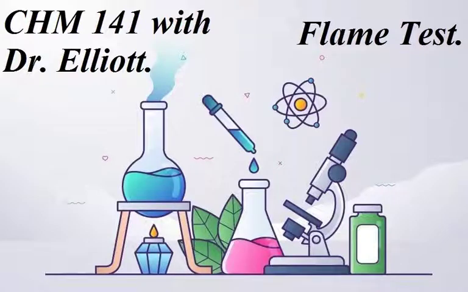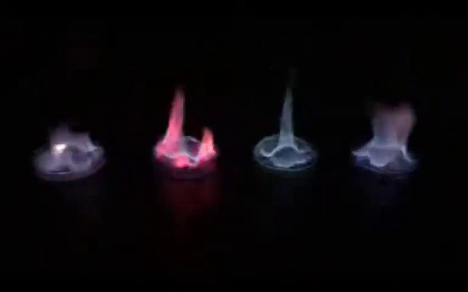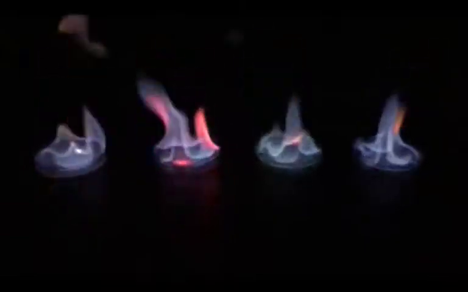So our experiment for this week is the flame test laboratory, looking at the colours produced by metal ions when you burn them in alcohol. As we can see here, we can get a nice yellow for a metal like barium, red for a metal like lithium, green for copper, and blue for lead.